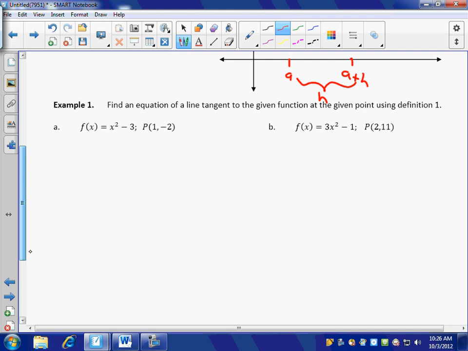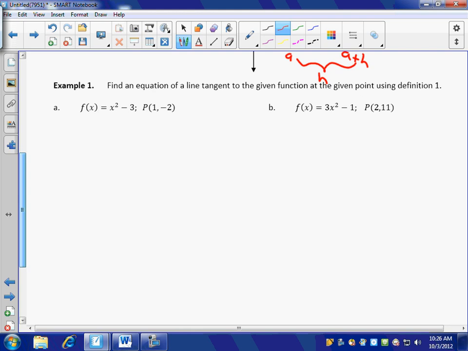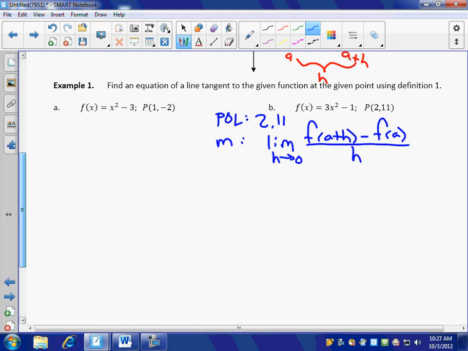Let's try another example. Find the equation for the line tangent to a given function at a given point using definition 1. So this is the first definition. If it refers to that, this is what we want to use. In order to find an equation for a line, we need two things. We didn't do this one. What is the point on the line? 2, 11. In order to find slope, I don't use y sub 2 minus y sub 1. I use the limit as h approaches 0 of f of a plus h minus f of a all over h. What is my a value? 2. So my a value is 2.